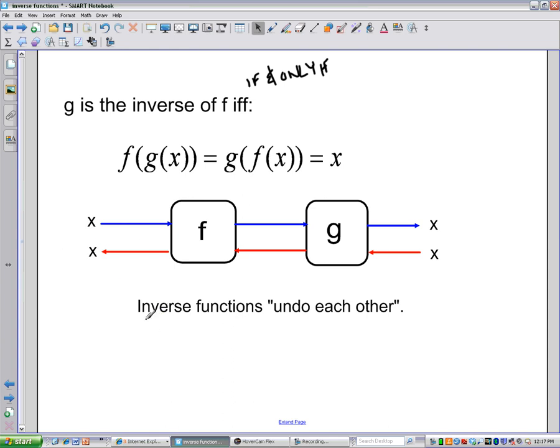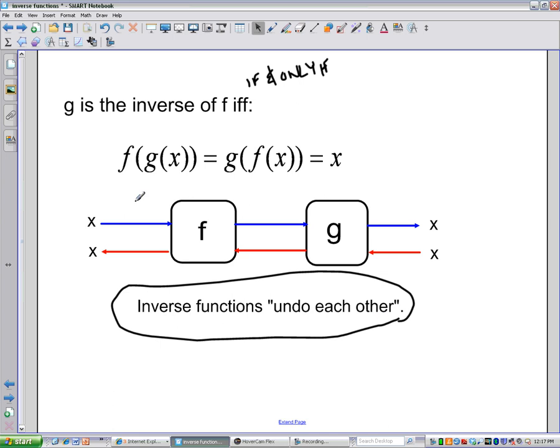So the functions undo each other. They don't cancel each other out. I don't like that word at all. So they undo each other. What one does, the other undoes. They're opposite operations. They're inverses of each other.